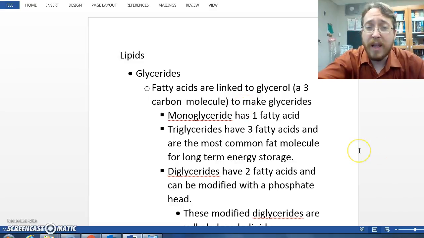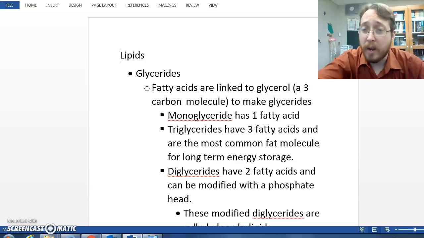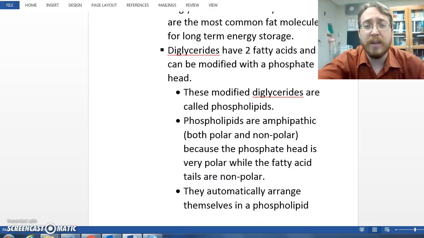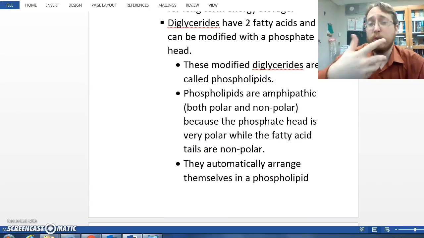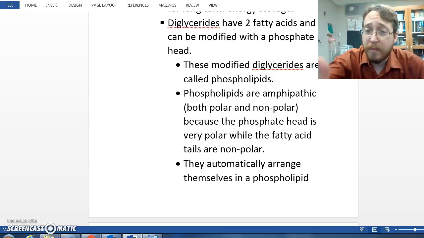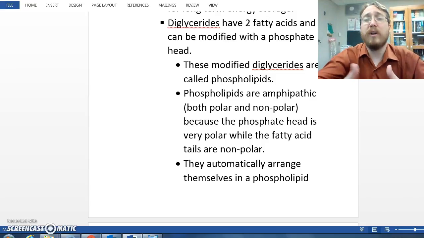Glycerides are fatty acids linked to a glycerol, and a glycerol is a 3-carbon molecule. There can be monoglycerides, which have one fatty acid connected to the glycerol. Triglycerides, which have 3 fatty acids connected to the glycerol, and they are the most common fat storage molecule for long-term energy storage, rather. Diglycerides have 2 fatty acids, and they can be modified with a phosphate head. Once you've modified the diglycerides, they become phospholipids, and phospholipids are amphipathic.